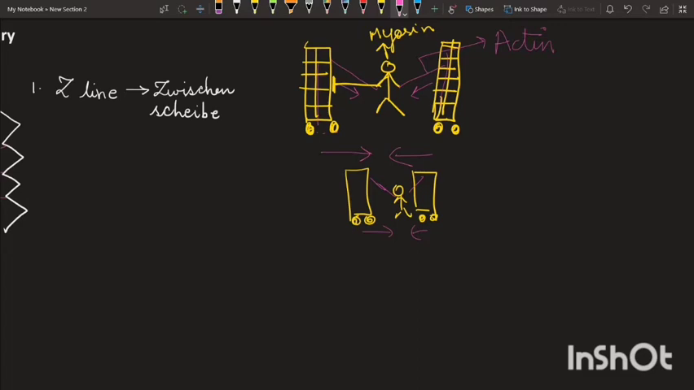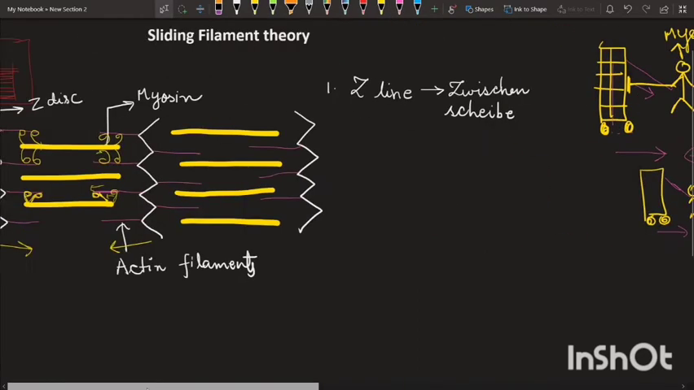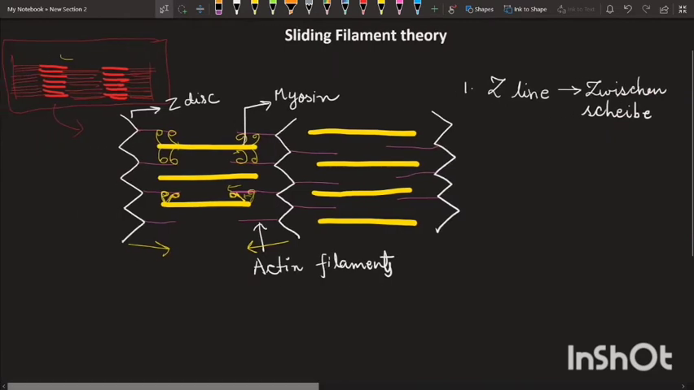Okay, now a very important part, which is often asked in exams, the NEET examination, is what will happen to the various kinds of bands when the muscle is actually contracting. So for that we need to understand some different terminologies over here. Now you can see the Z disc. What is the major function of the Z disc? The major function of the Z disc is to hold the actin filaments.